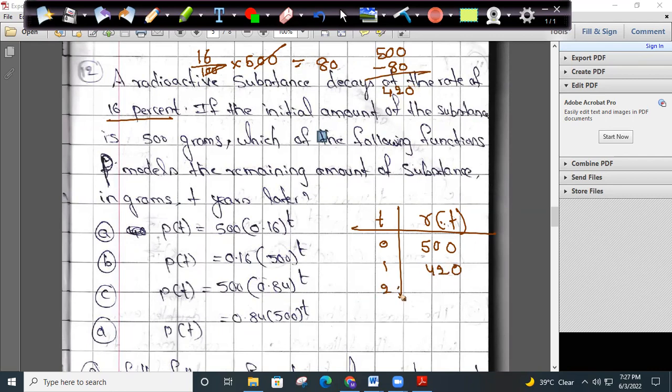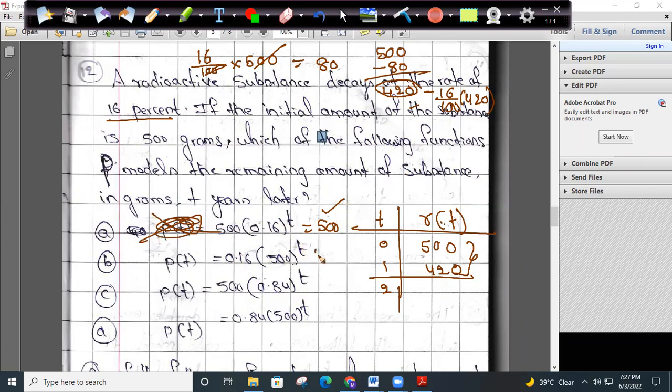After 2 years, if you still want to calculate, again you need to spend 16%, minus 16% of 420. You get some value, don't worry. They will not be so complicated, which means with two values, I can definitely find the answer. Put T equal to 0. I got 500. Don't be happy and mark it. He's asking for the remaining amount. So might be correct.